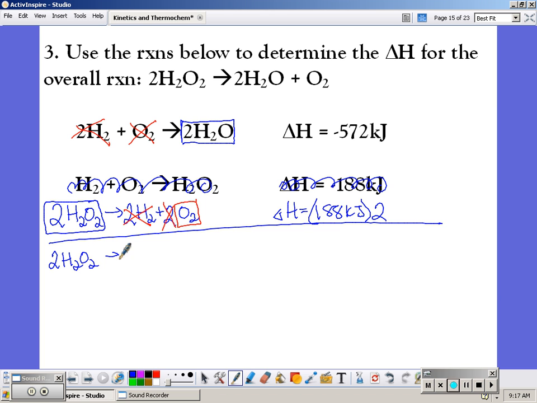So all I have to do is add my delta H values together. Really you're adding your reactions together to make sure that you've manipulated the steps correctly to get your overall reaction. So we have an answer of negative 196 kilojoules.